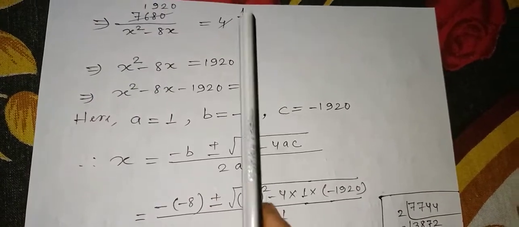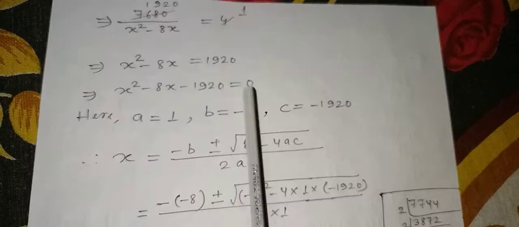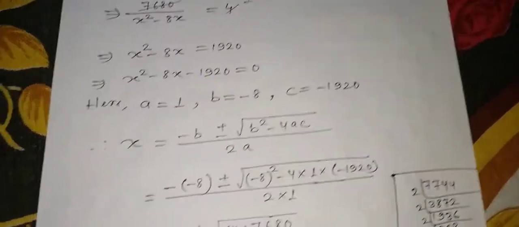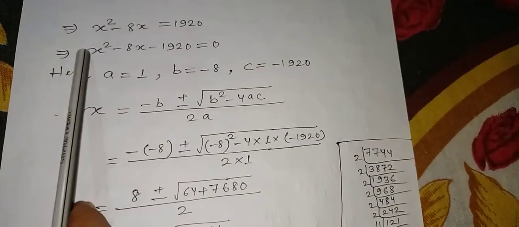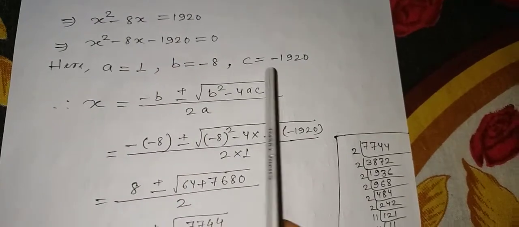Now to make a quadratic equation, this 1920 should go that side. So it came from right side to left side, it became minus because plus number became minus, equal to 0. Now you can see this is a quadratic equation. Now using the Sridhara Acharya formula, you have to find the value of x, where a is 1, b is minus 8 and c is minus 1920.